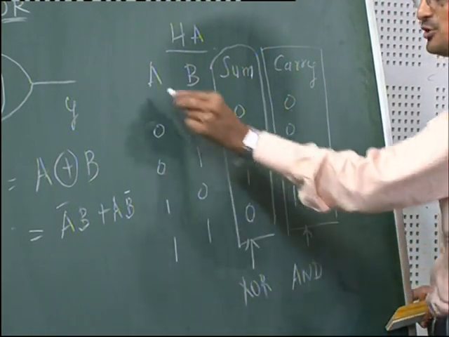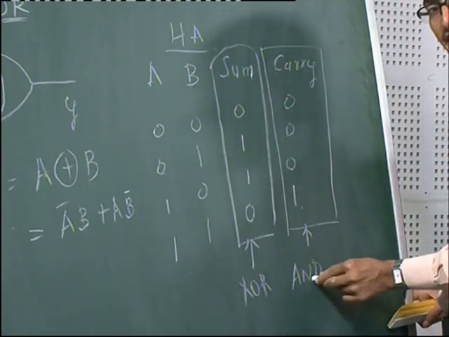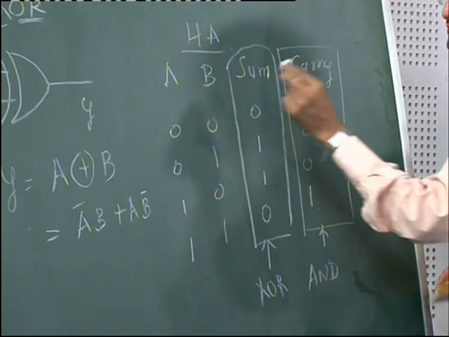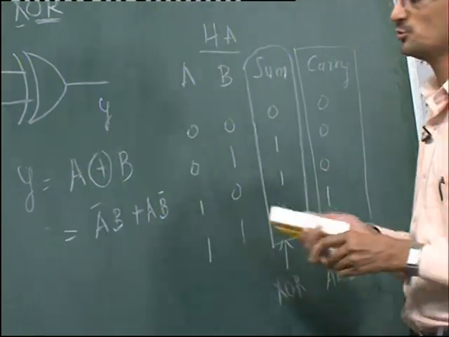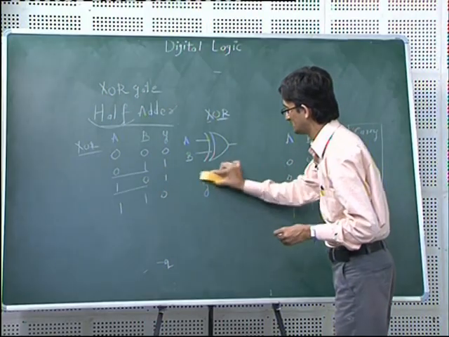XOR gate is having inputs A and B. At the same time, AND gate is having inputs A and B. So how to realize this circuit? Let me show you. We can realize it at this stage.